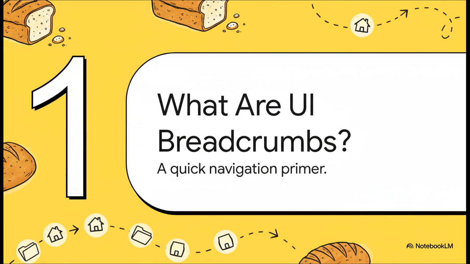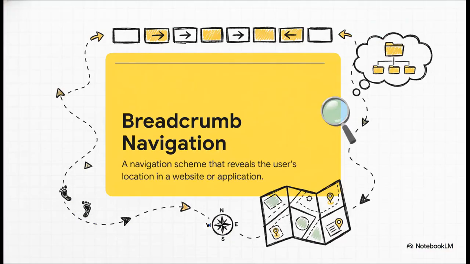All right, so first things first. Before we dive into the component itself, let's make sure we're all on the same page. What exactly are UI breadcrumbs? You know them, you've seen them. Put simply, they're that little trail of links that shows you exactly where you are inside an app. Think of it like a digital map of your journey. It gives users a constant sense of place and an easy way to backtrack. It's a small thing for sure, but it gives your users a huge sense of control.